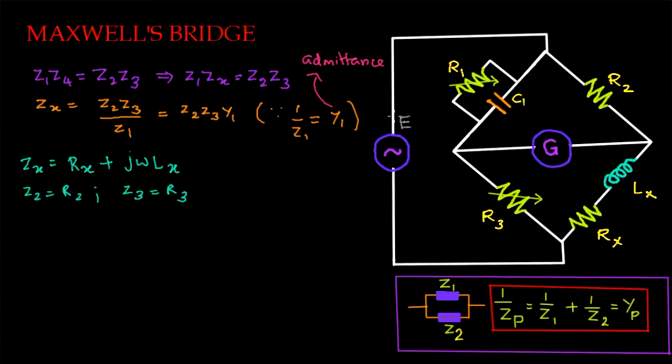Y1 is the admittance of the first arm, so we have to find out the admittance of this arm. Here I have given the calculation for the admittance of a parallel combination of two impedances. This is a parallel combination of two impedances Z1 and Z2. Then we can write the equation 1 by Zp, where Zp is the parallel impedance: 1 by Zp is equal to 1 by Z1 plus 1 by Z2. That is nothing but Yp, where Yp is the admittance. Admittance is the reciprocal of impedance.